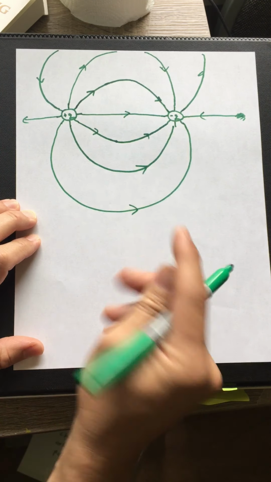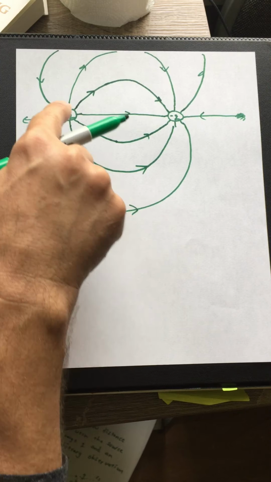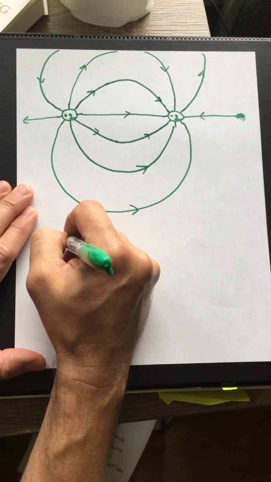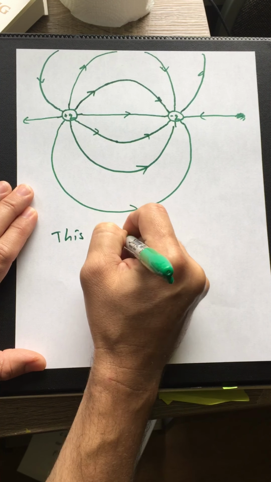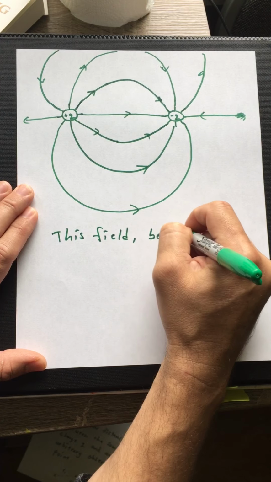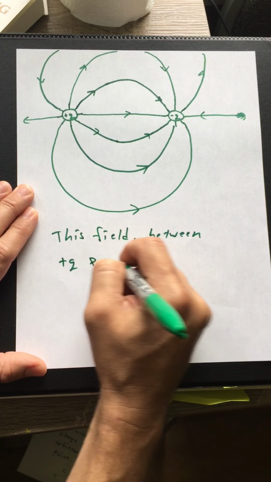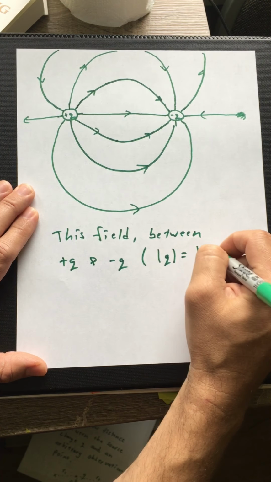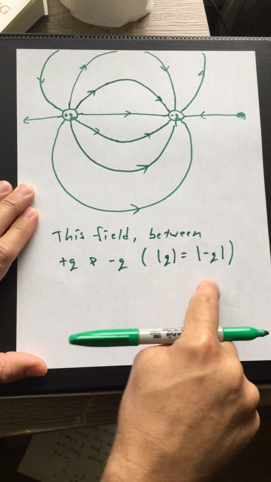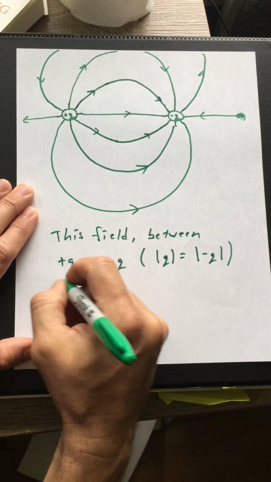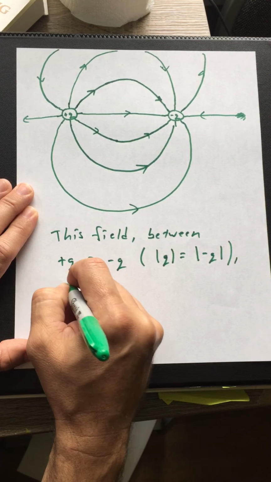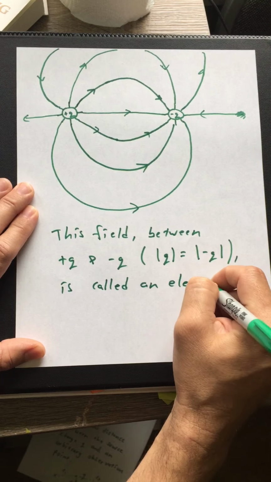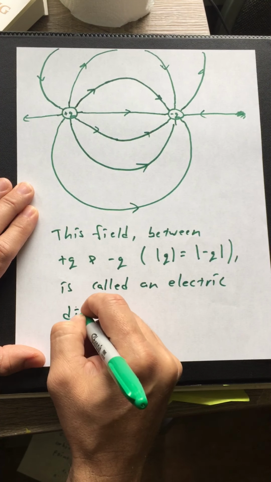For now, what I want you to know is that this particular field between a negative charge and a positive charge of the same magnitude, this field between plus Q and negative Q, reminder, this is the condition we're satisfying. The magnitude of the charge is the same. Is called an electric dipole.